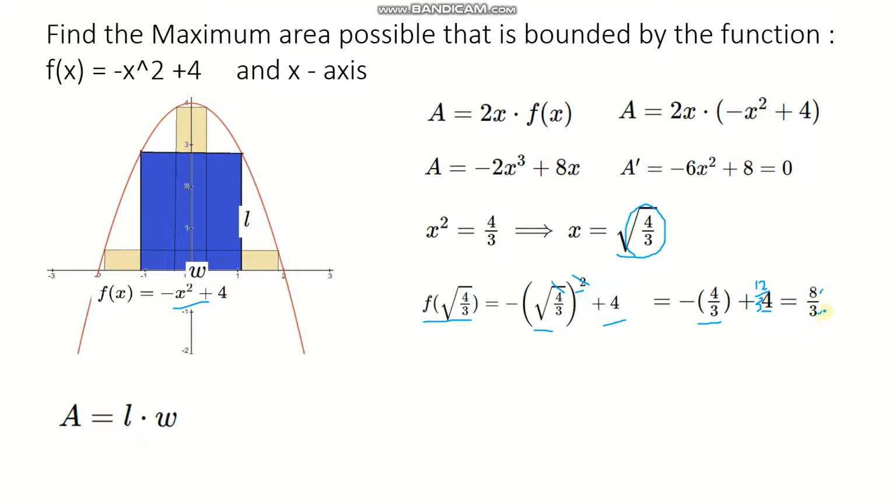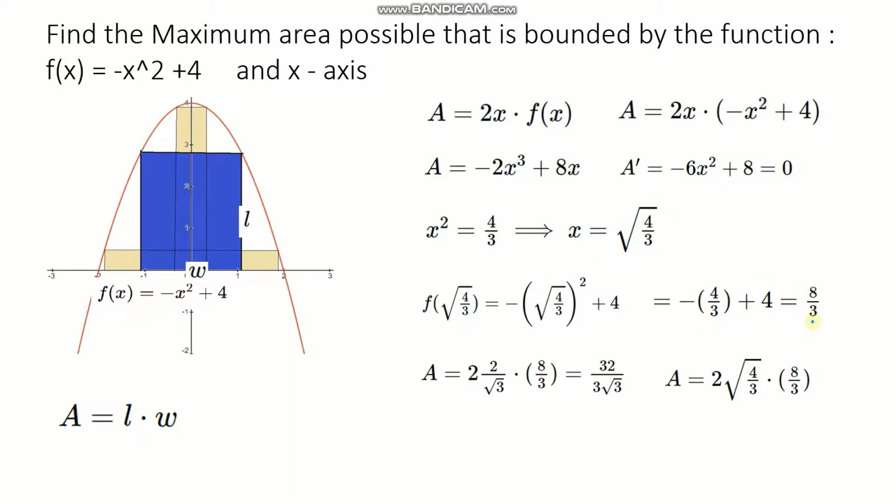Now that we have the value of our length, after plugging in the square root of 4 over 3 in our function, and that is 8 over 3, now we can find the area of the whole rectangle, represented by A equals 2 times the width times the height. So the square root of 4 over 3, the numerator part is just 2 over the square root of 3. So we have 2 times 2 over square root of 3 times 8 over 3. The numerator is 2 times 2 is 4 times 8 is 32. The denominator is square root of 3 times 3, which is 3 square root of 3. And we rationalize because we don't like the radical in the denominator. So we multiply both by square root of 3, and this becomes 32 square root of 3 over 9.